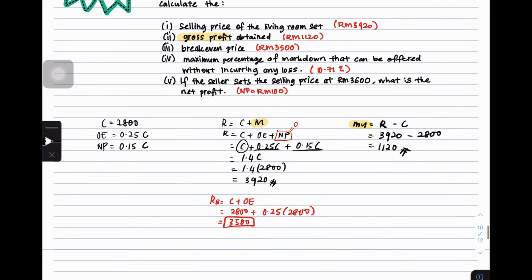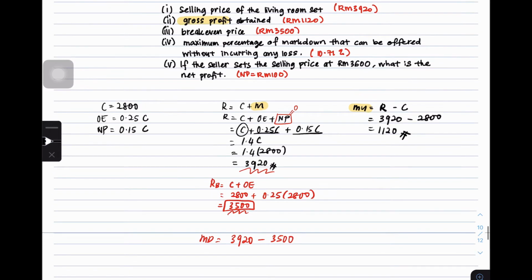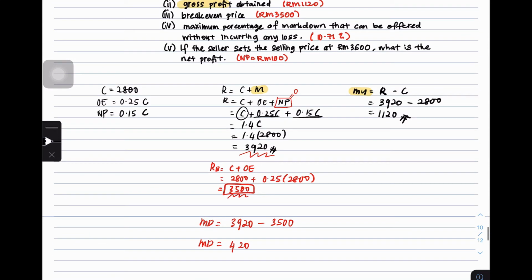So berapa banyak markdown yang awak boleh buat? So macam mana nak tahu berapa banyak markdown? Markdown is equal to harga jualan sebenar tolak dengan harga break even price. So harga jualan sebenar kita adalah 3,920. Kita tolak dengan break even price which is 3,500. So awak dapat harga markdown awak adalah RM420.